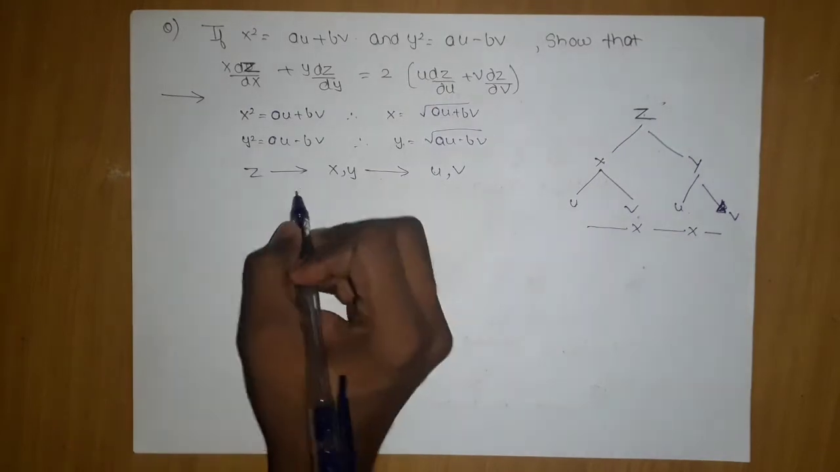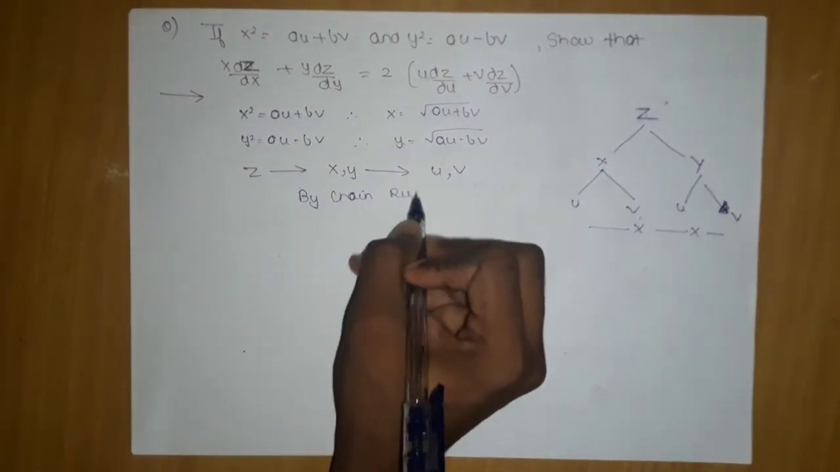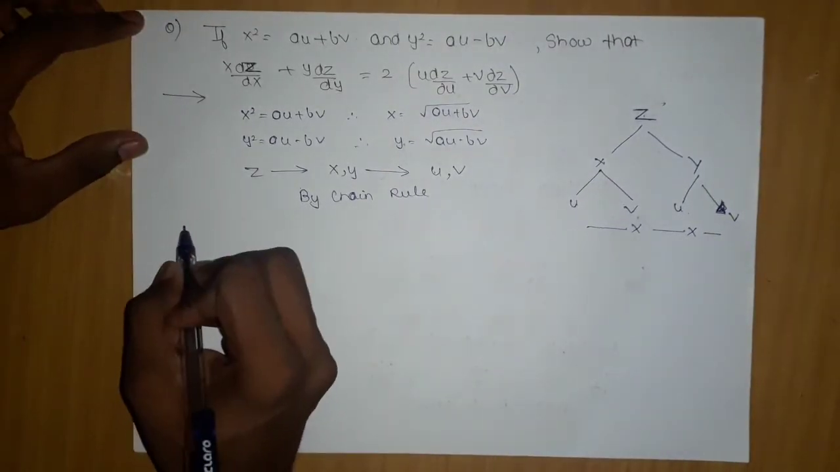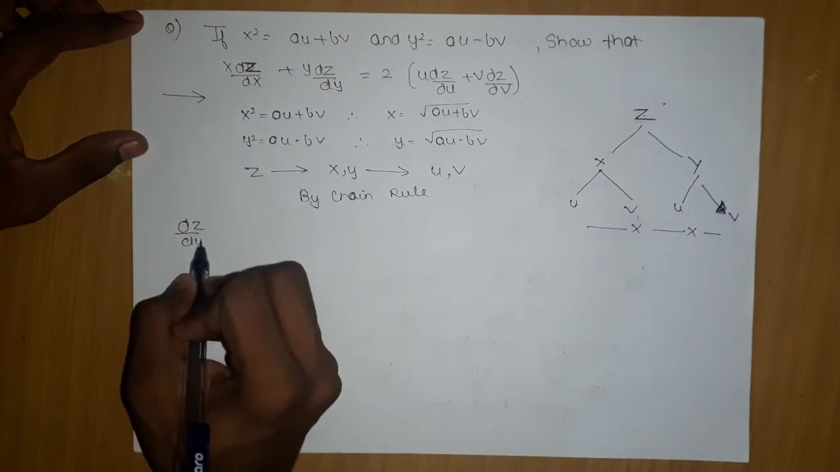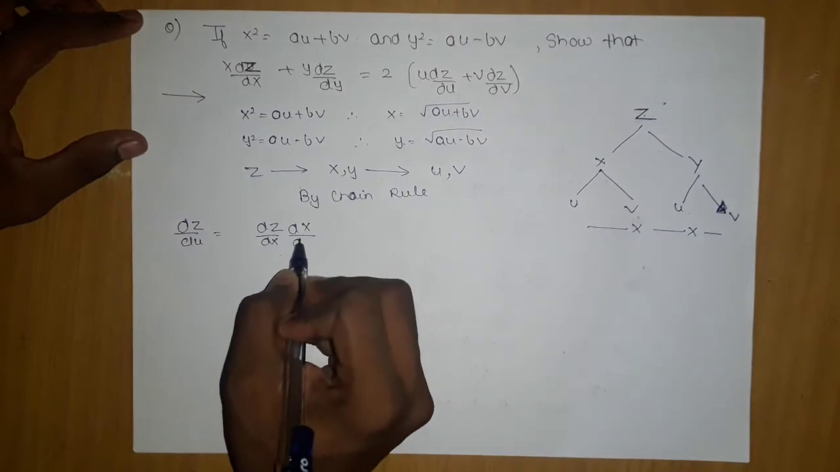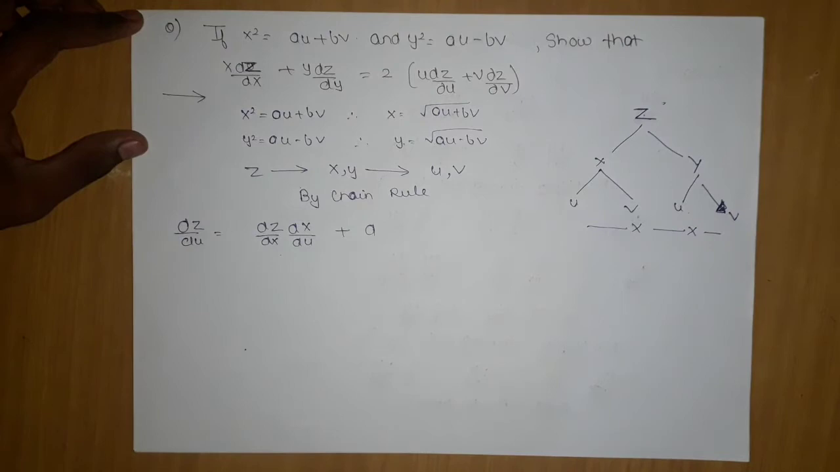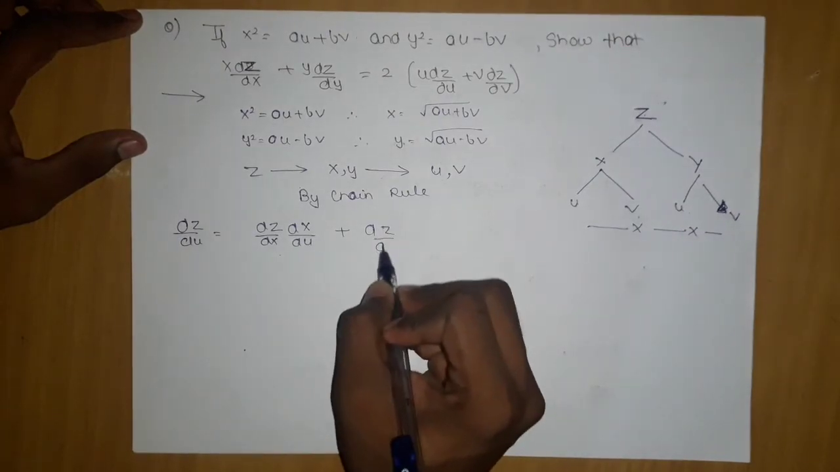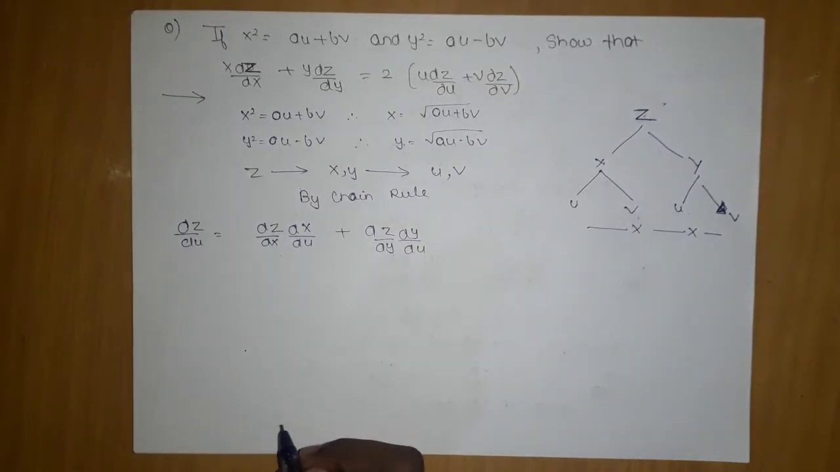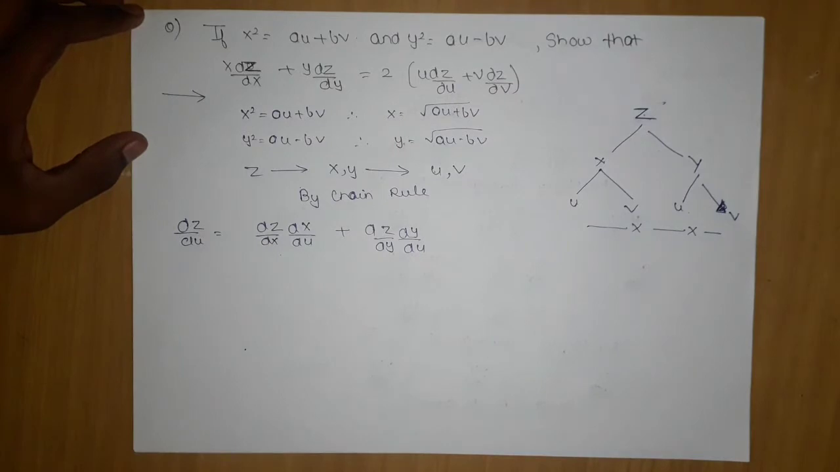Further on, by chain rule, you can say dou z by dou u is nothing but dou z by dou x into dou x by dou u plus dou z by dou y into dou y by dou u. After this, what we can do? After this we can do one thing.